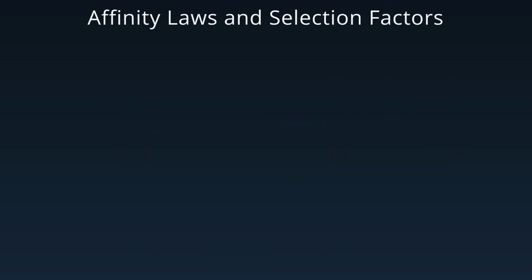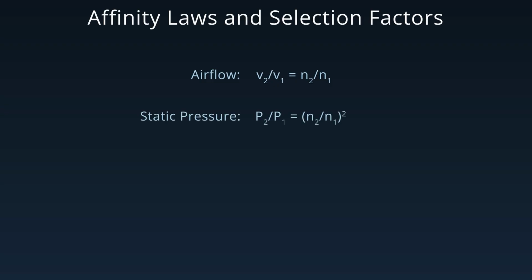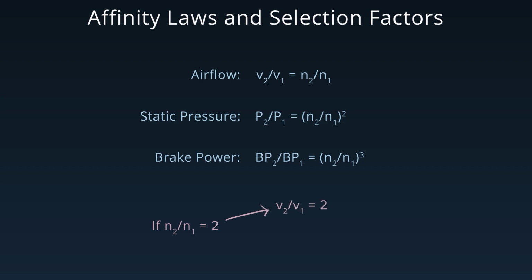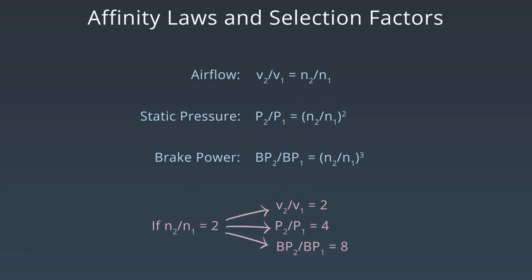Again, fan performance changes with the speed. According to the fan affinity laws, airflow is directly proportional to fan speed. Static pressure varies with the square of the speed. Power varies with the cube of the speed. In other words, if you double the fan speed, airflow doubles, pressure increases 4 times, and power goes up 8 times. These relationships help engineers predict how fans will perform when speed changes.